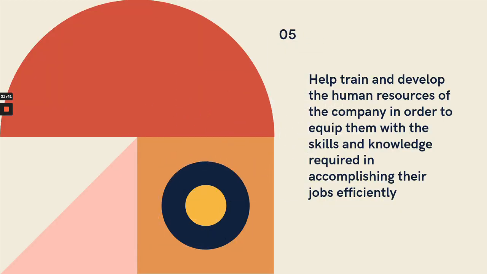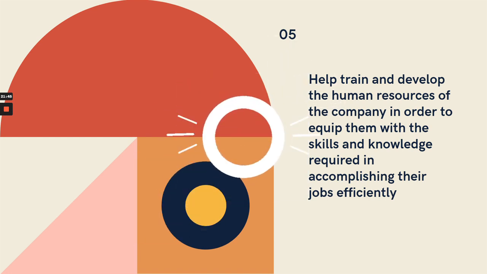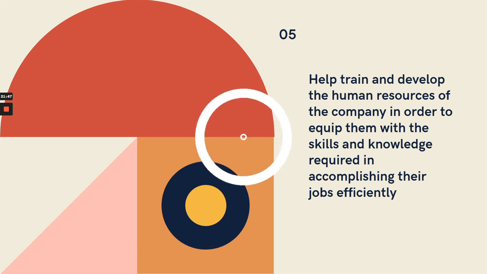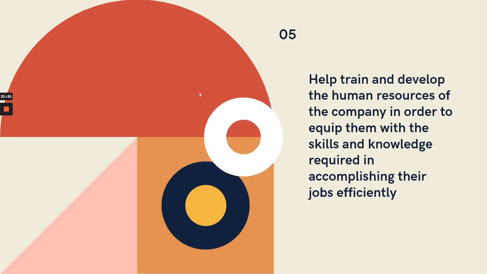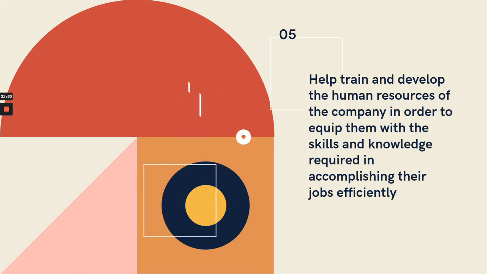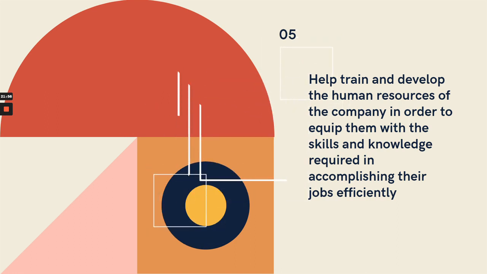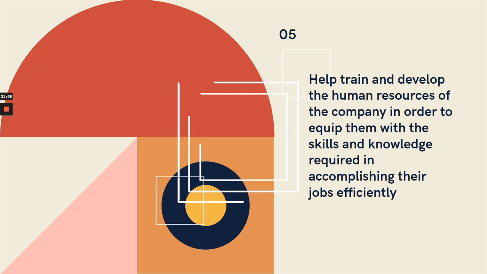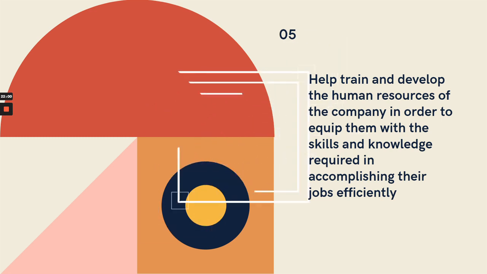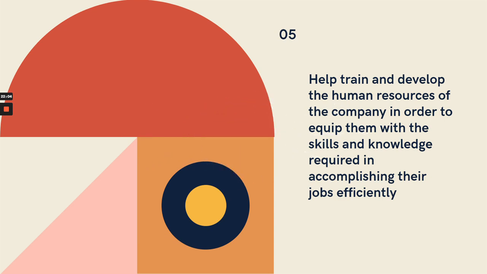The manager also help train and develop human resources of the company in order to equip them with the skills and knowledge required in accomplishing their jobs efficiently. Okay, so they will be conducting trainings. If you are an employee and walay training na nahitabo sa inyo, therefore you do not have an effective personnel manager. Right? Because you need to be trained.